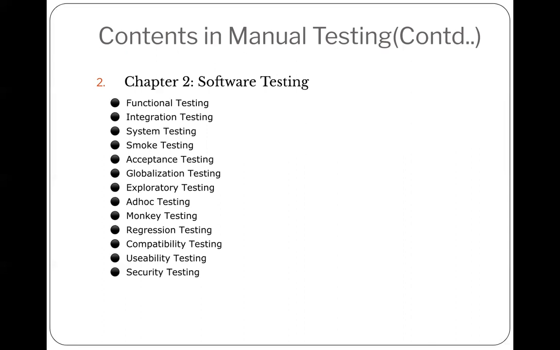Suppose you just got the build. Before starting your functionality testing, integration testing, and system testing, you have to do some quick smoke testing. Here in smoke testing, you'll be testing all the critical functionalities, wherever the important modules are there for your software. Those are the modules you will concentrate on, to check that they are working fine.